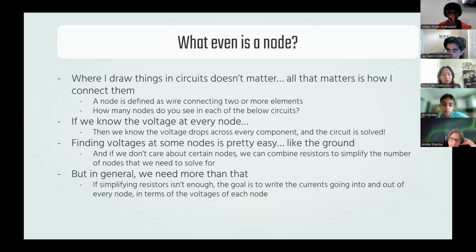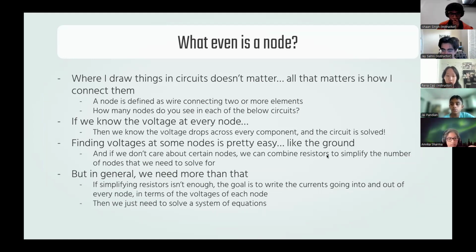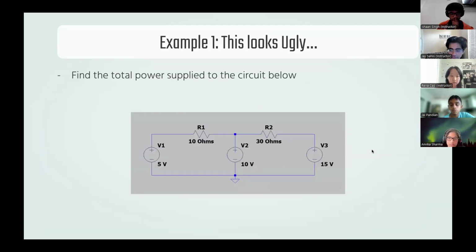The goal is to write the currents going into and out of every node in terms of the voltages of each node, and that's nodal analysis, which is what we went over. And then we just have to solve the system of equations. So, quick example: find the total power supplied to the circuit below.